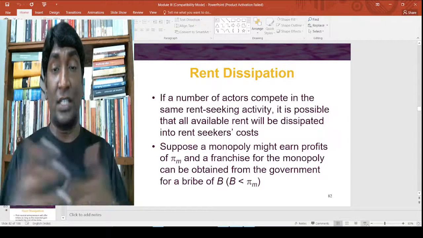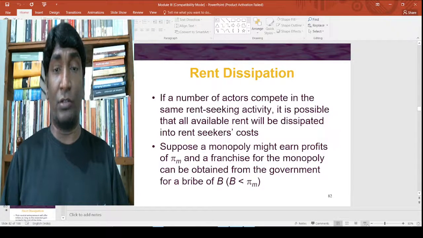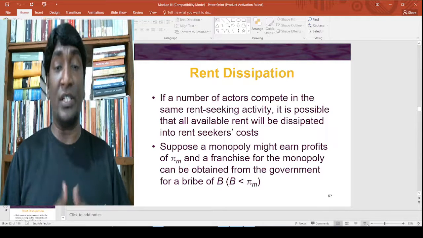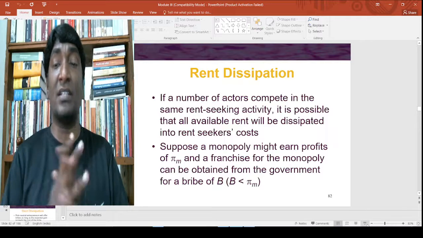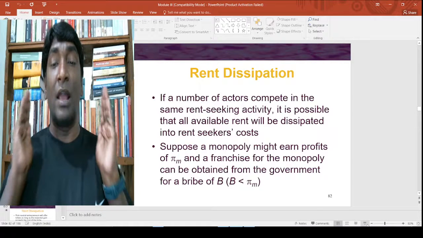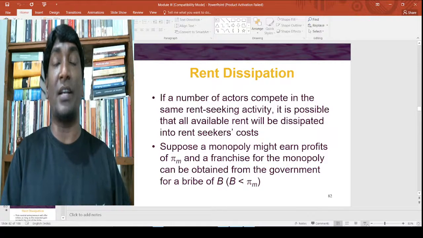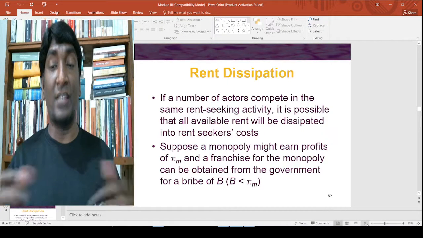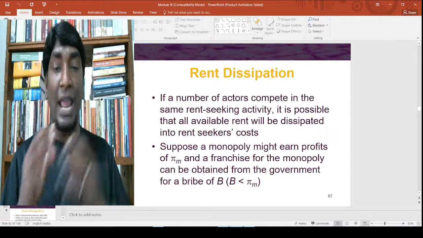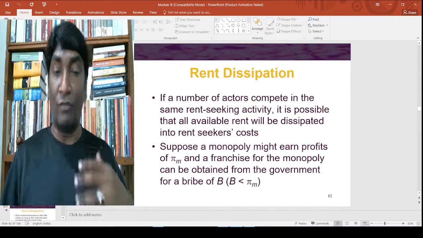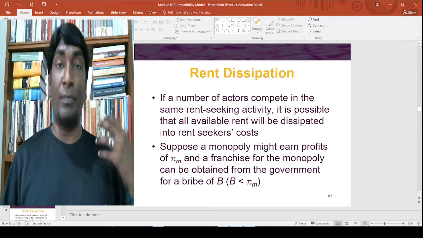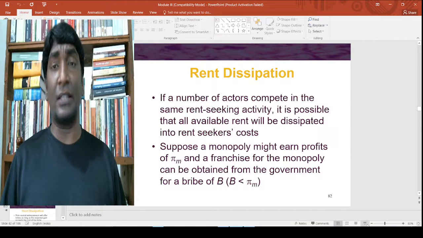Now, the next issue, and the last which I would like to discuss today, is rent dissipation. That is, if a number of actors compete in the same rent-seeking activity, it is possible that all available rent will be dissipated into rent seekers' costs. Suppose a monopoly might earn a profit of pi M, and the franchise for the monopoly can be obtained from the government for a bribe of B, which is less than pi M.